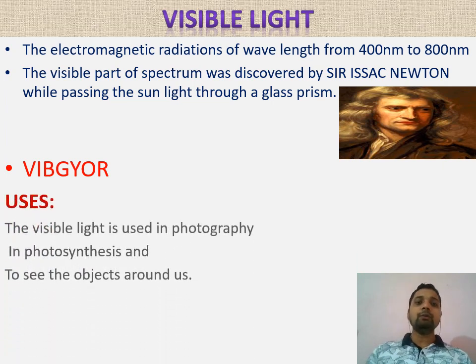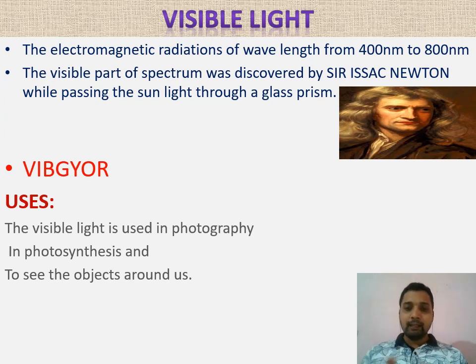Now the uses of this visible light. Visible light is used for photography. Visible light is used by plants for photosynthesis to prepare their food, and to see the different objects around us, we are using this visible light.